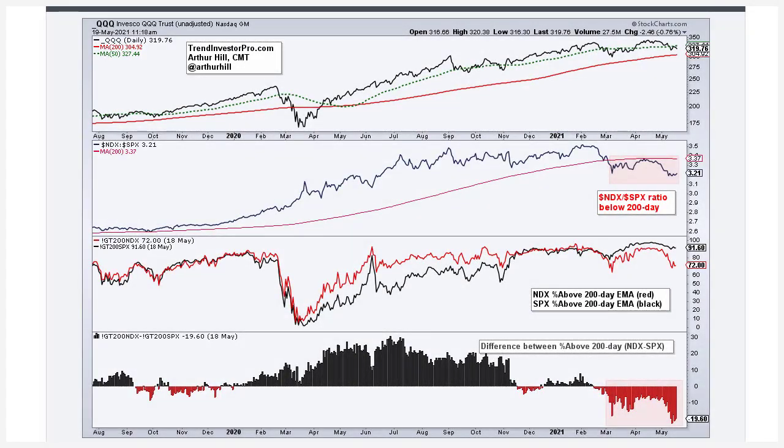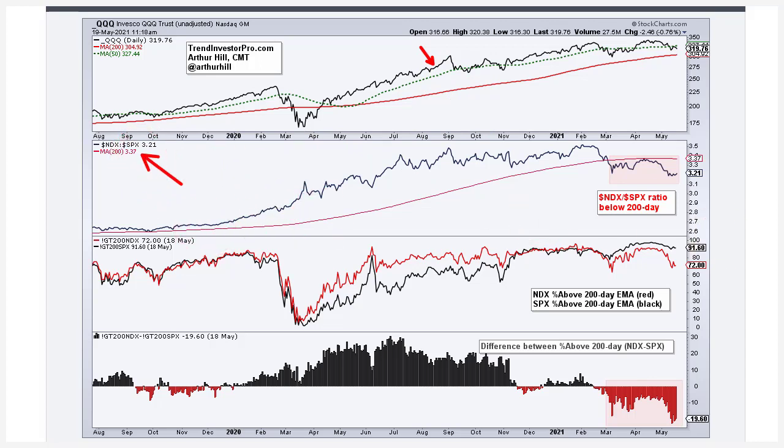Now, I also want to focus on a couple of differential breadth indicators, and this is measuring relative breadth, if you will, using the percent above the 200-day EMA. And we're going to do it for the Nasdaq 100 and the S&P 500. So what we've got here is QQQ in the top window with the 50-day and 200-day. In this window, we have the NDX SPX ratio.